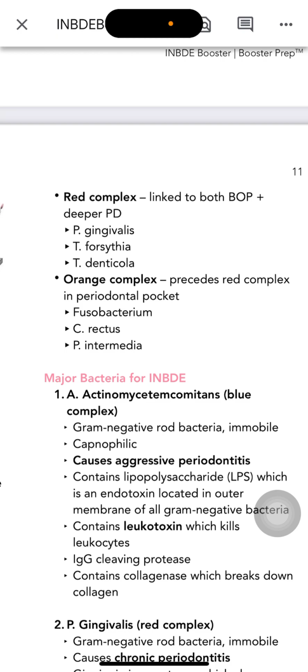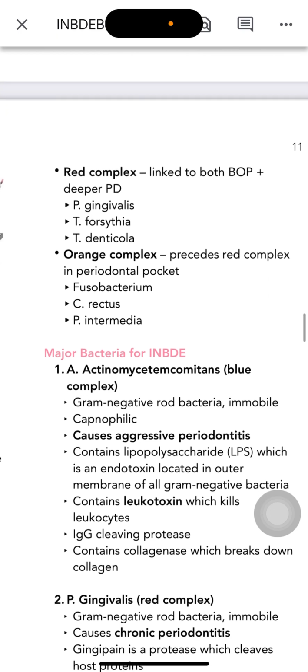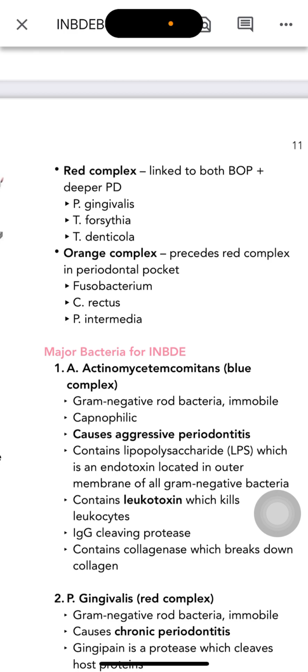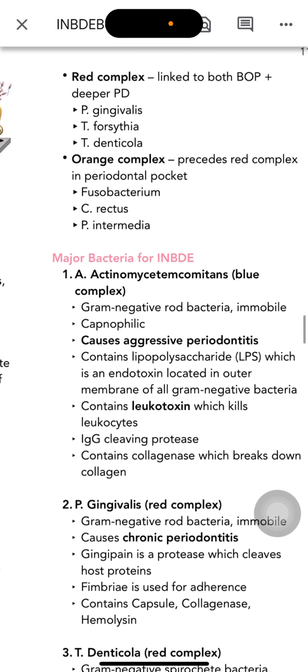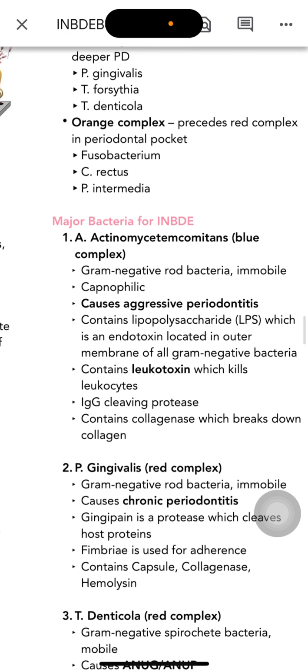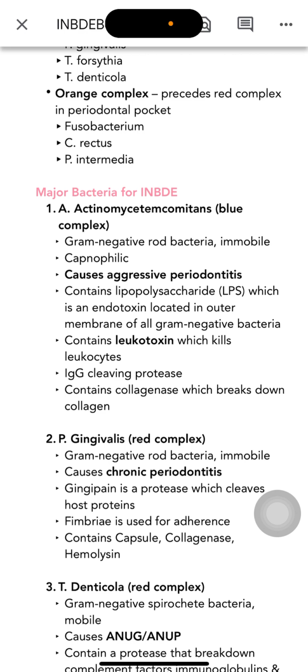Red complex, linked to both BOP and probing pocket depth: P. gingivalis, T. forsythia, T. denticola. Orange complex: P. intermedia, F. nucleatum, Campylobacter rectus. Actinomyces and others. Blue complex. Gram-negative rod bacteria, motile.